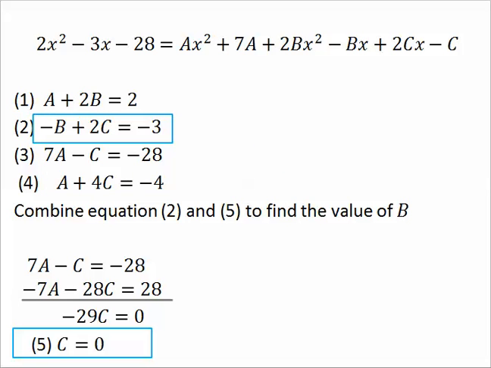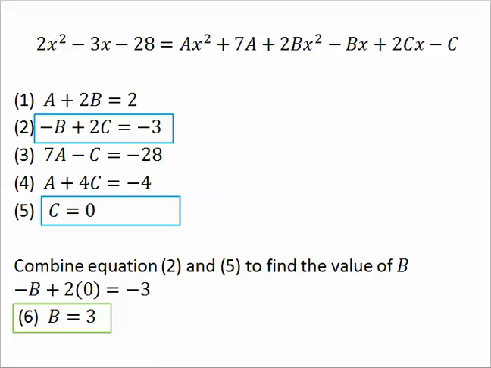Take the information c equals 0 and combine that with equation 2. If you were to put c equals 0 into equation 2, what would happen? You would get b equals 3.